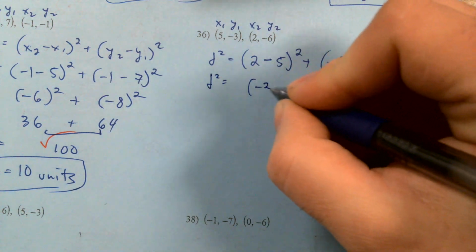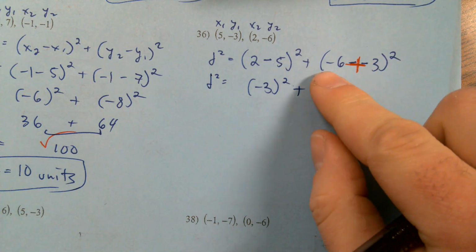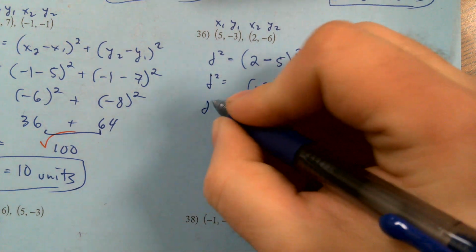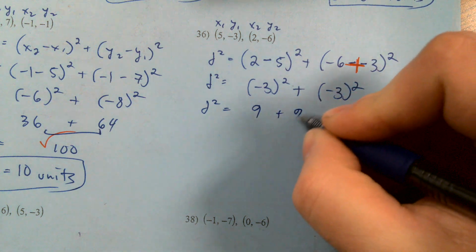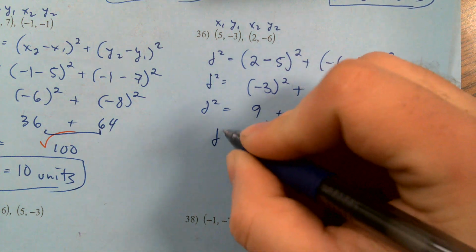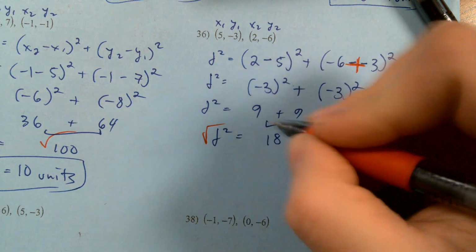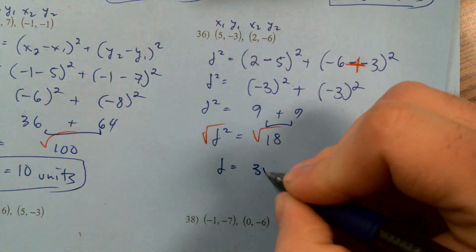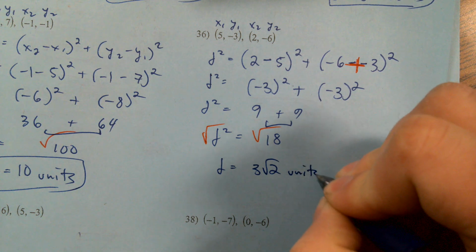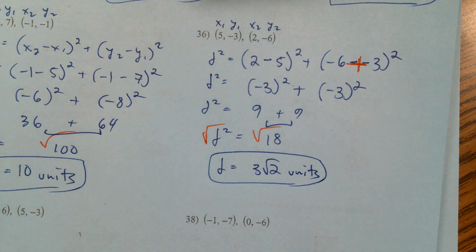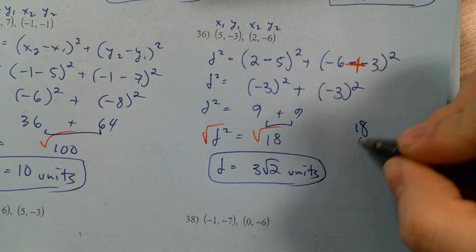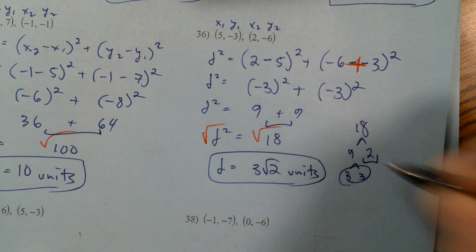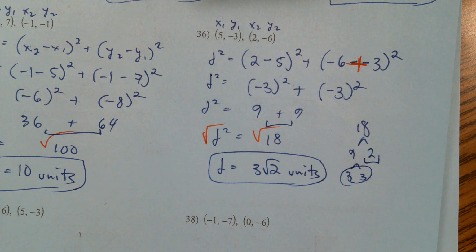2 minus 5 is negative 3. Negative 6 plus 3 gives us negative 3. We get 9 plus 9, which is 18. And when we take the square root of both sides, we get d is equal to 3 root 2 units. Just so you know, 18 is 9 times 2. 9 is 3 times 3. There's my pair. There's my leftovers.